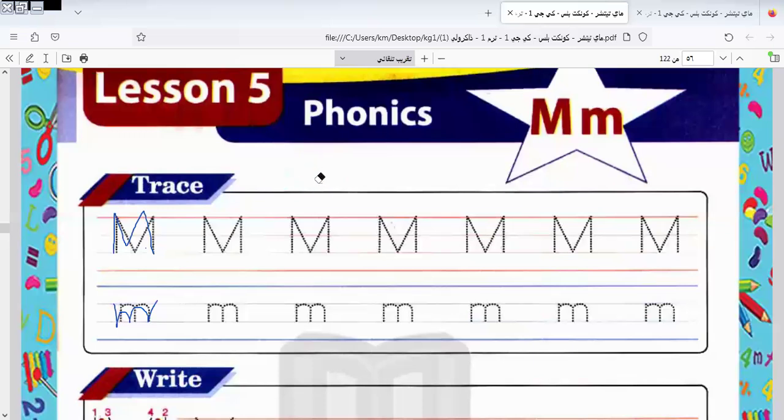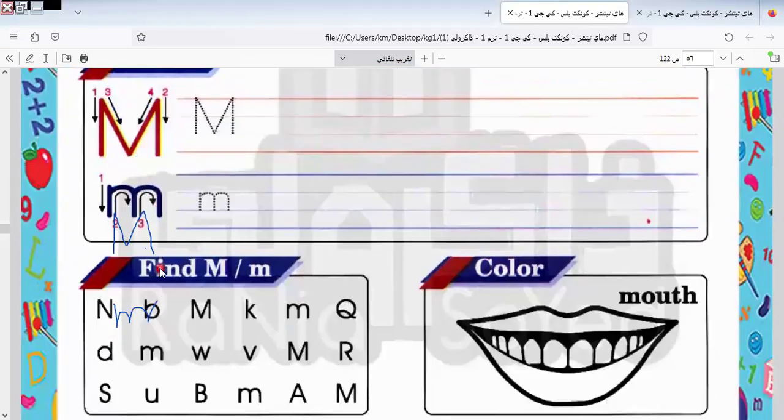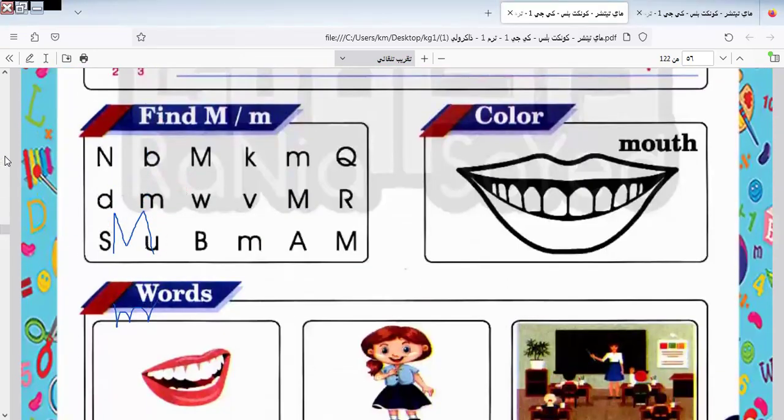Let's go to another one here. Here we have capital M and small m. In this part, it says find capital M and small m. Which is capital M here? Capital M, small m, capital M, small m. 1, 2, 3, 4, and 5. This 1, 2, 3 are capital letters. 4 and 5 are small letters.